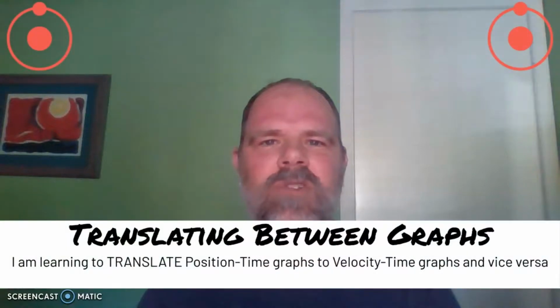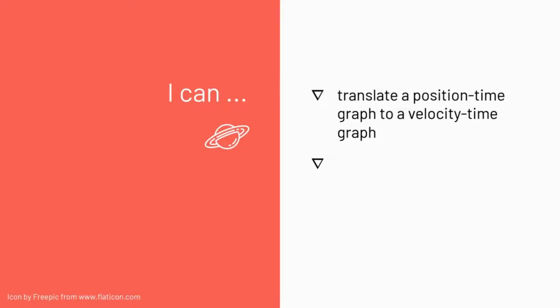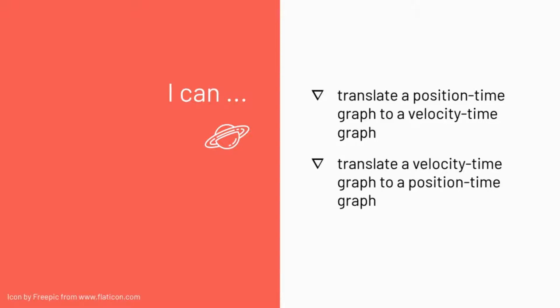This is the video lesson for translating between graphs. The learning target for this lesson is, I am learning to translate between position time graphs and velocity time graphs and vice versa. The success criteria for this lesson are, I can translate a position time graph to a velocity time graph, and I can translate a velocity time graph to a position time graph.